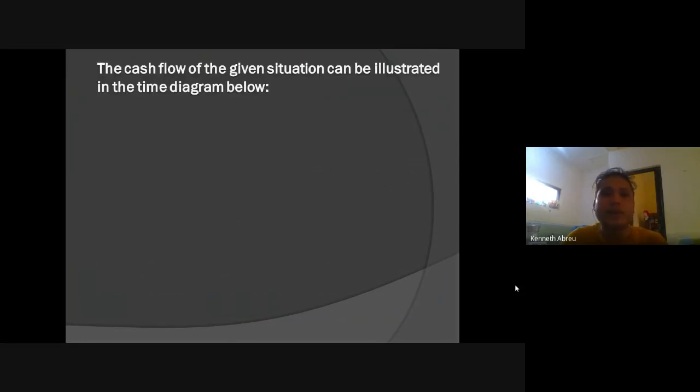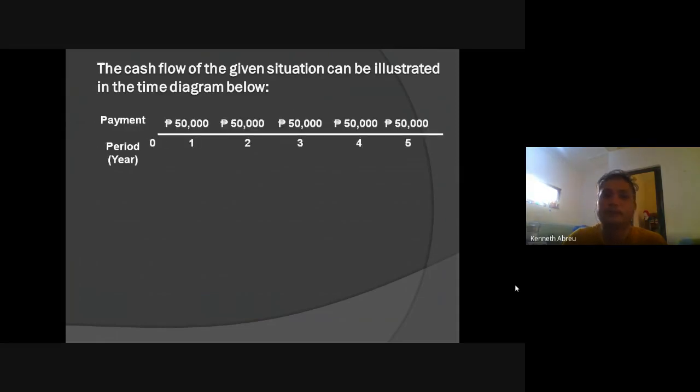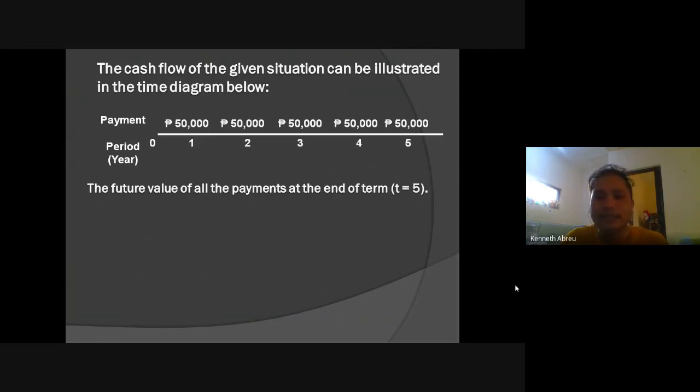The cash flow of the given situation can be illustrated in the time diagram below, wherein our cash flow has two important values, which are the payments and the periods per year. The upper part would be the payment, and the lower part would be the period per year. We want the future value of all the payments at the end of the term, wherein T is equal to 5.